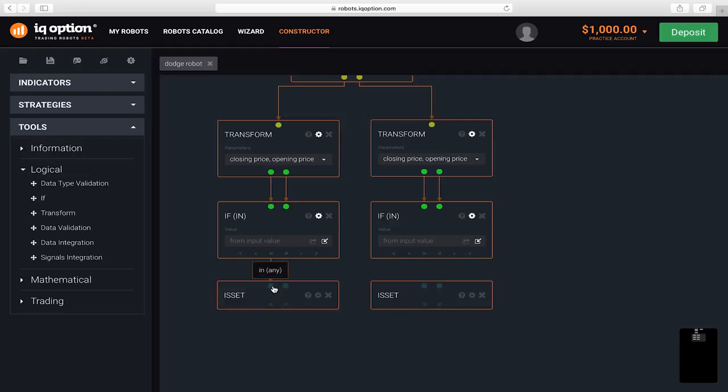Set the connections. The last candle was a doji, and the next to last was a bear. And the same for the second block. Only the next to last candle was a bull.